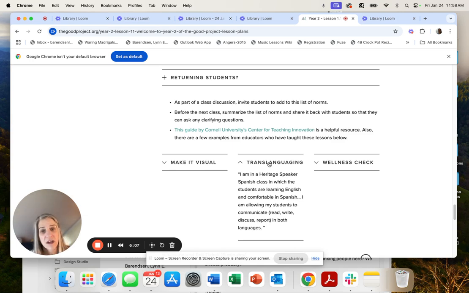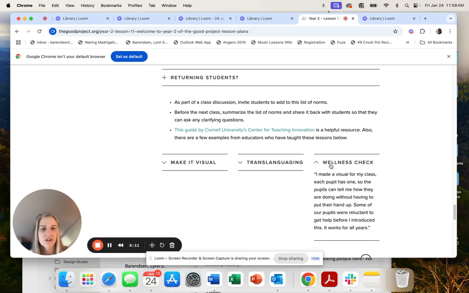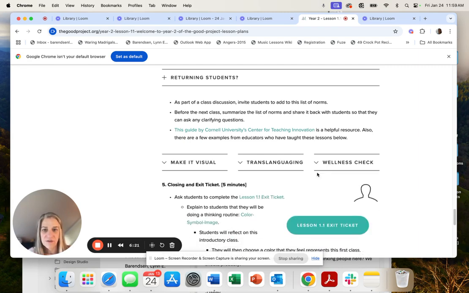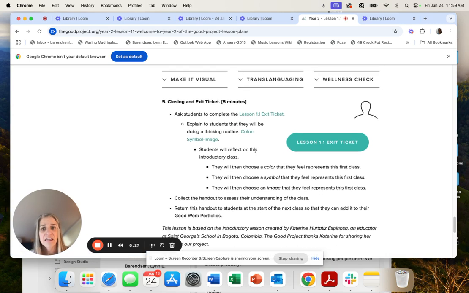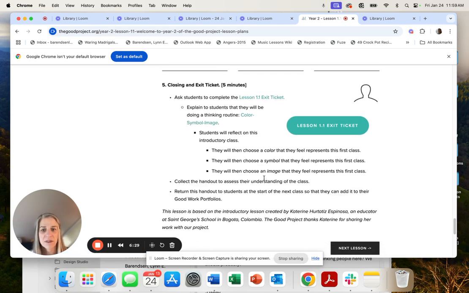Translanguaging for non-native English speakers, and then a wellness check. So students could let teachers know how they were feeling without necessarily having to put their hand up. So there were a few different suggestions for that. And then an exit ticket. So asking them to complete that exit ticket using a thinking routine, color symbol image.